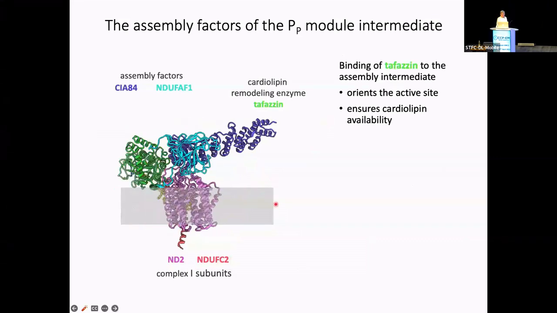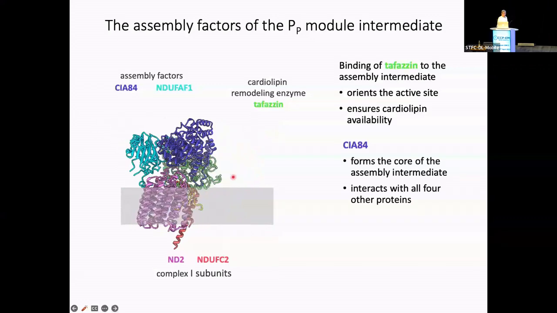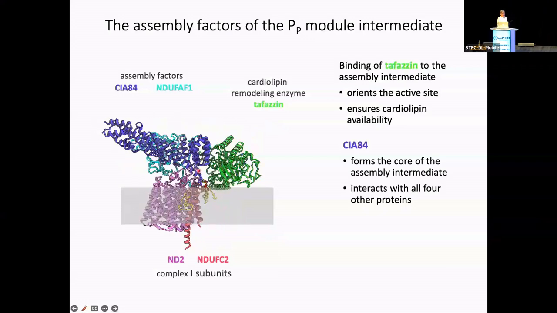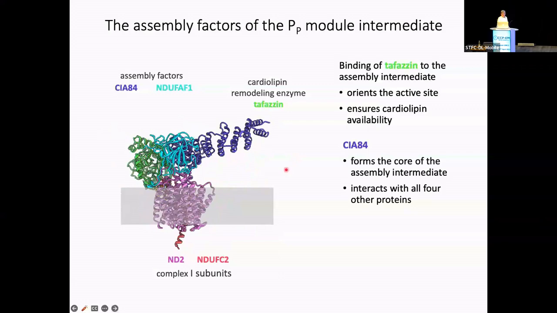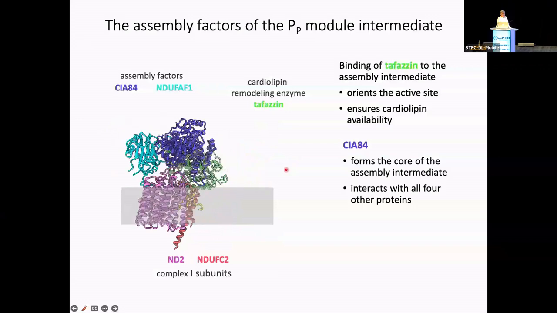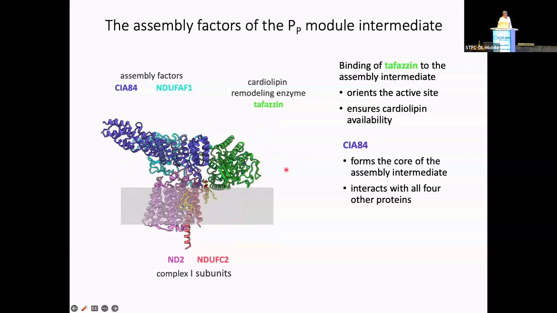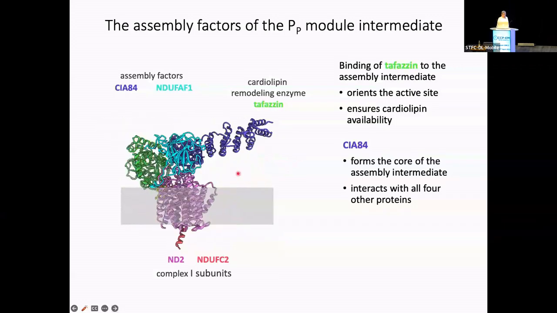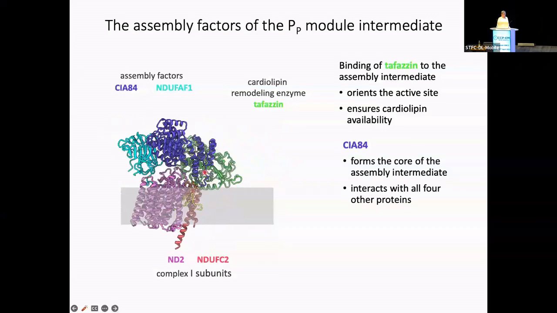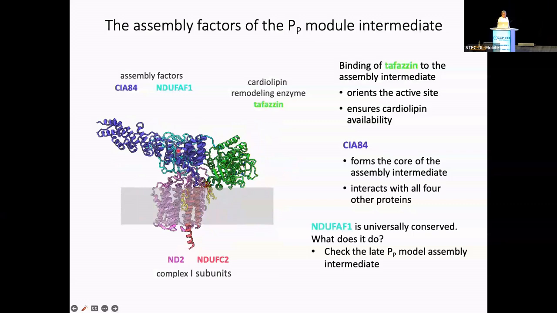So what about the other assembly factors? The CR84 is the only protein that is bound to all the other proteins here, and it sort of has a central function. So the best guess that we have is that it sort of forms the core of the assembly intermediate, but other roles would have to be established later. And now what about AF1, which is essential in all organisms? That is not exactly clear from this structure, and for that we have to look at the large intermediate.